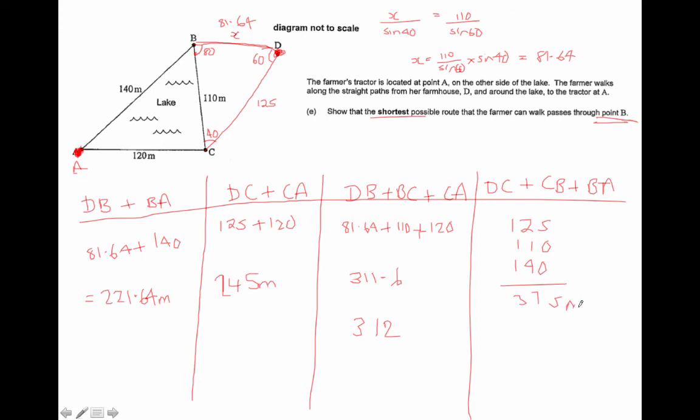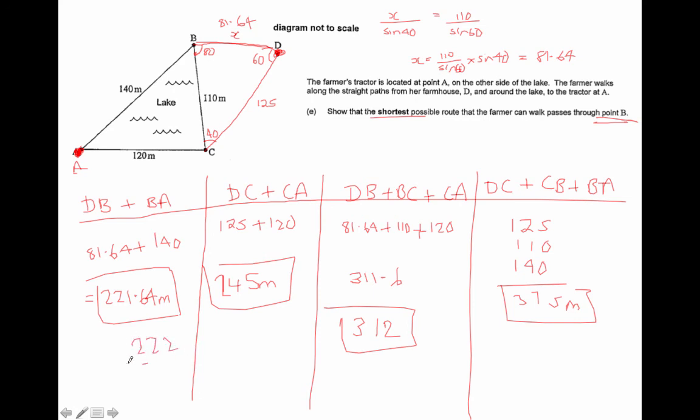If we compare all possible routes, 375, 312, 245, and 221, or 222 to three significant figures, we can see that this one is by far the shortest route. So we can conclude by saying that DB plus BA is the shortest, and obviously that goes through B. So you had to evaluate it, you had to show all possible options. It's worth 5 marks, so it's not going to be a simple one to do. 5 marks is 5 minutes though, so take your time with that one.